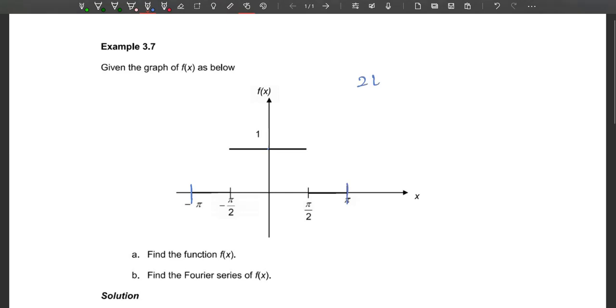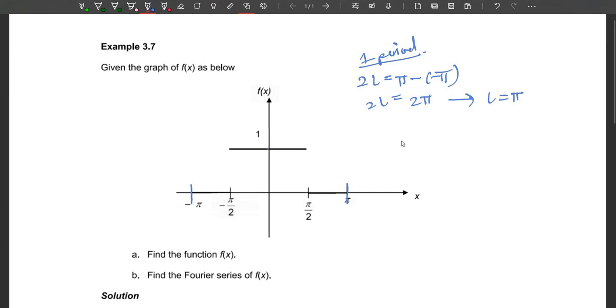So from here, we know that the period is actually pi minus negative pi. So here 2L is equal to 2 pi, so by right L is equal to pi. Okay, so that's the first one. That means we know that one period is equal to 2 pi. Next, we want to find the function for this particular graph.